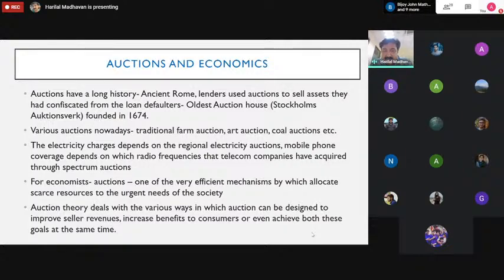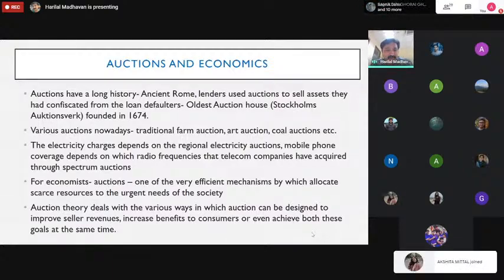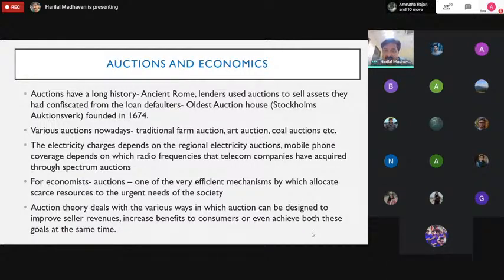To give you a background, because that's important, this is going to be quite a non-technical talk, so that everybody can easily understand things. To give a brief about the auctions that we talk about in economics, auctions have a very long history. In ancient Rome, lenders used auctions to sell assets they had confiscated from loan defaulters. They used to auction properties they had appropriated from loan defaulters. And the oldest auction house is Stockholm's Auktionsverk, founded in 1674.